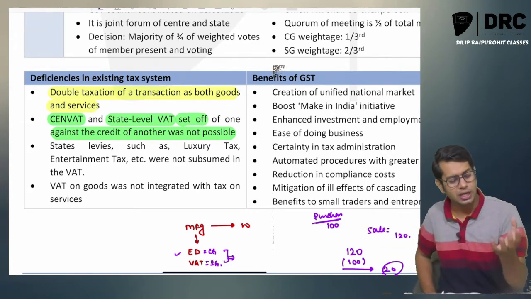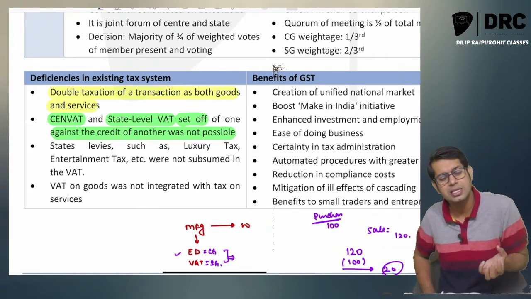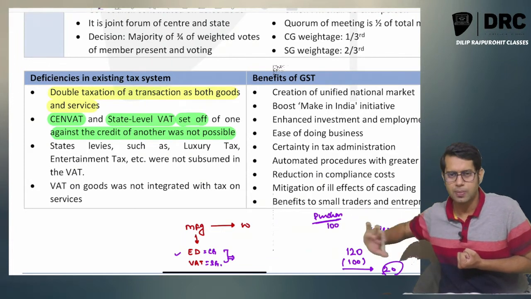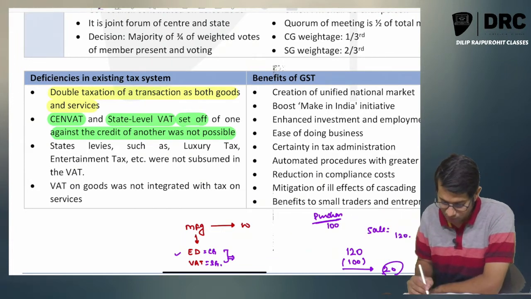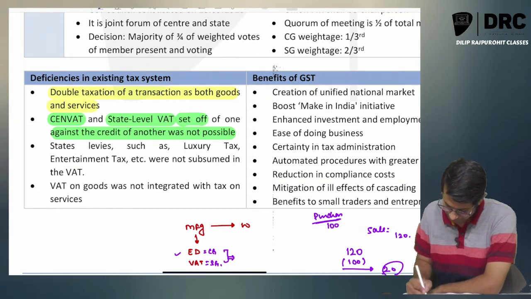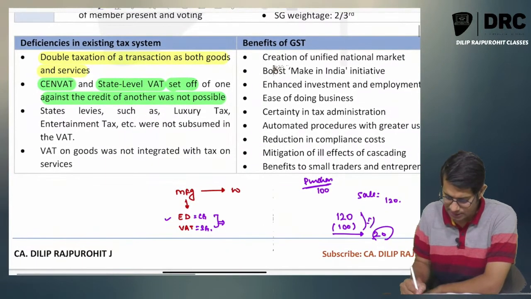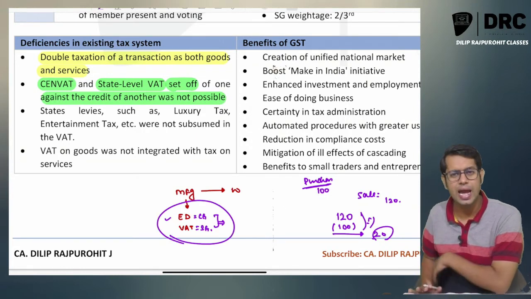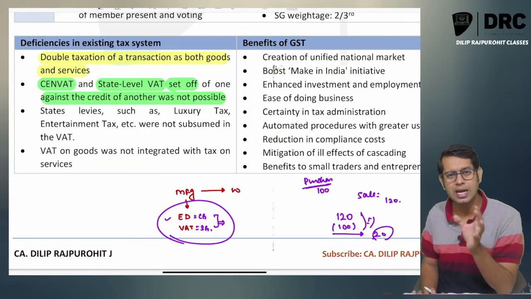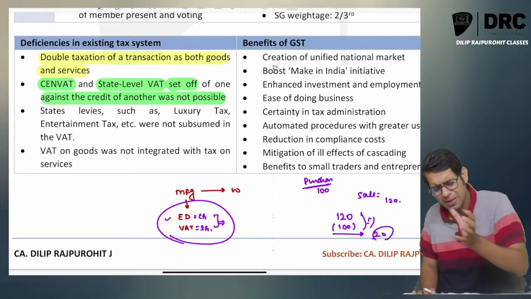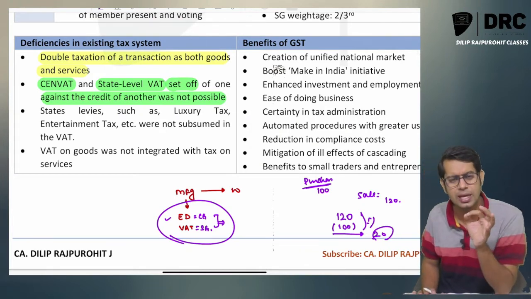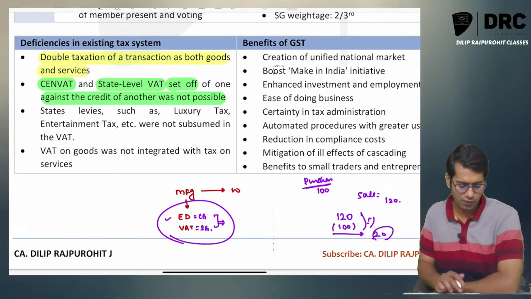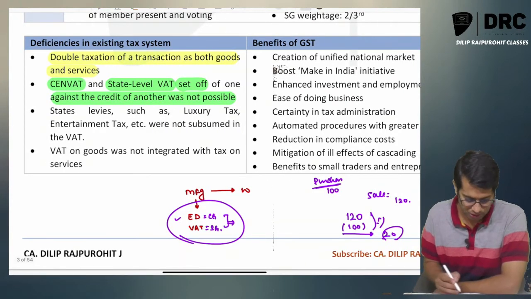This is set off, meaning whatever taxes you have paid on your purchases, you are using it for making the tax payment on your sales. This is called as set off of taxes. Now, excise duty and VAT, which was collected on supply of goods, were both basically value added tax only, but still set off of one against another was not possible.